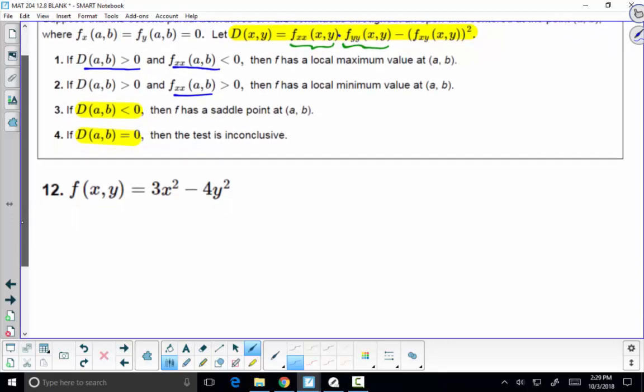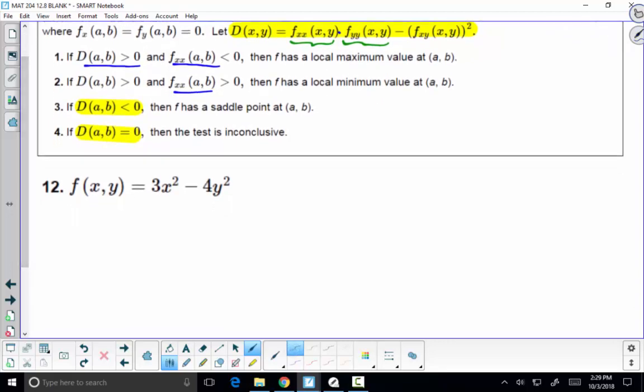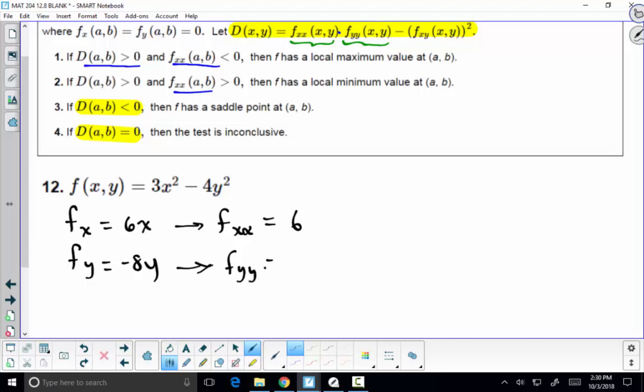All right, so let's try one. So we have to find all these partials. First, we need f sub x. That's going to be 6x. We need f sub y. That's minus 8y. And then we'll go to f sub xx and f sub yy. F sub xx is going to be 6. F sub yy is going to be negative 8. F sub xy is going to be 0, which is going to be the same thing as f sub yx.